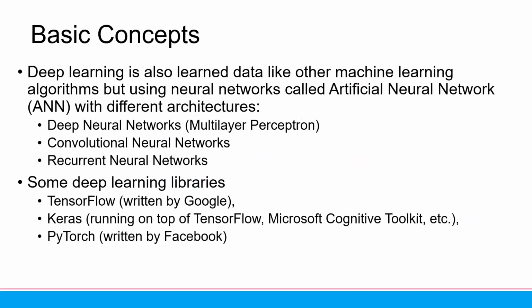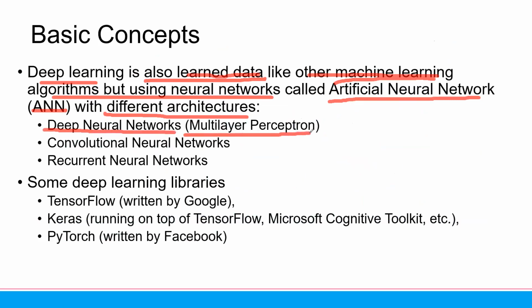So the idea of deep learning is actually similar to machine learning. You know about classification, you know about regression. All these things are learning from the data. So we also use deep learning to learn from the data. It is like machine learning, but it is more about neural networks. Last time you learned about the neural network, that's the very basic one. We usually call it the artificial neural network, or the ANN. This neural network can have different architectures: deep neural network, or we call it multilayer perceptron, convolutional neural networks, recurrent neural networks.